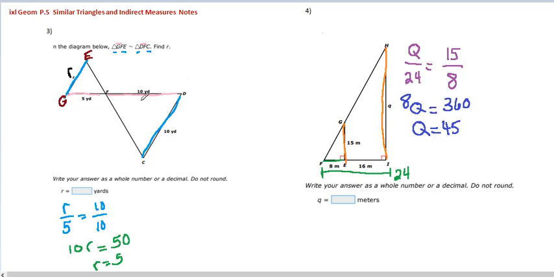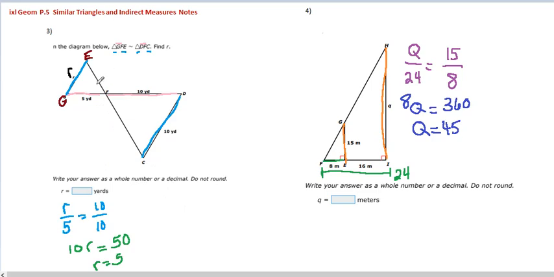Now, we could have looked at it and seen that this triangle here is double this amount, or this triangle here is half this amount. And we could have probably figured out that that one was going to be 5 without setting up a ratio like this. But hopefully that makes sense. And again, you can set these ratios up in different ways.